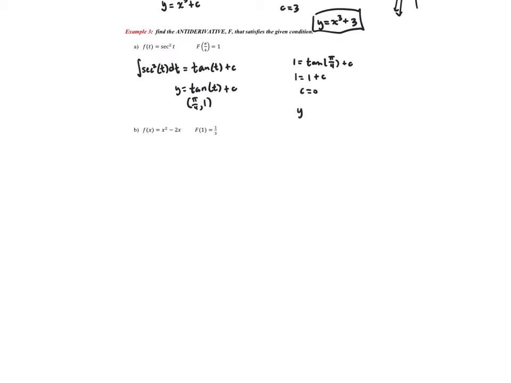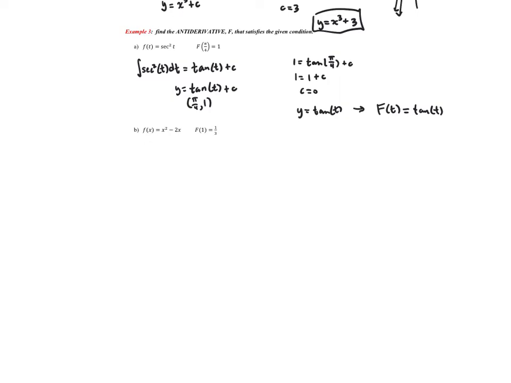Thus, the particular solution, or the function, I guess I could call it big F in a moment, that would satisfy an input of pi over 4 equaling an output of 1 would just be tangent of t. Thus, let me put this in proper notation. Big F of t is tangent of t. All right, let's move on to part B here.